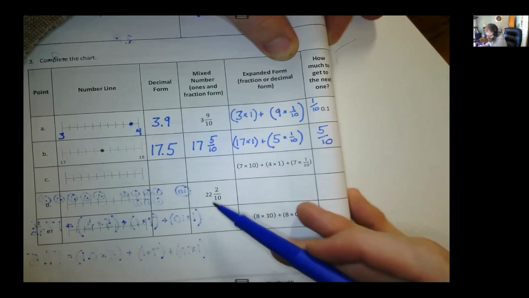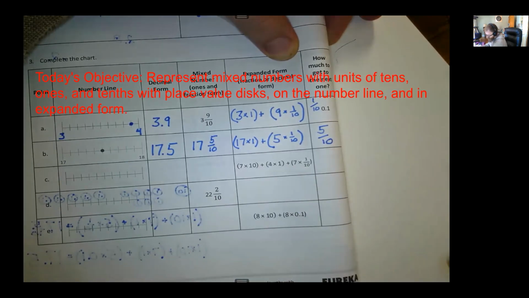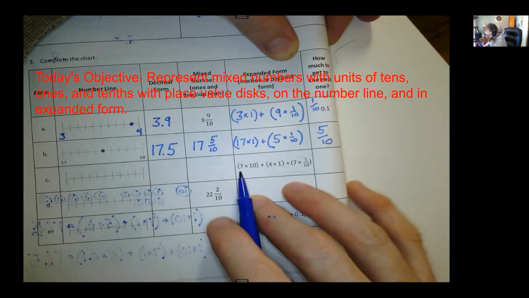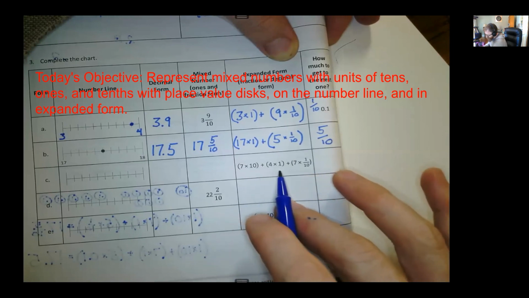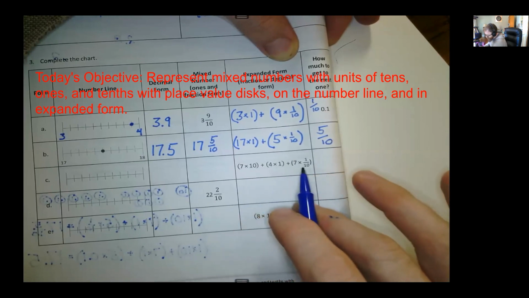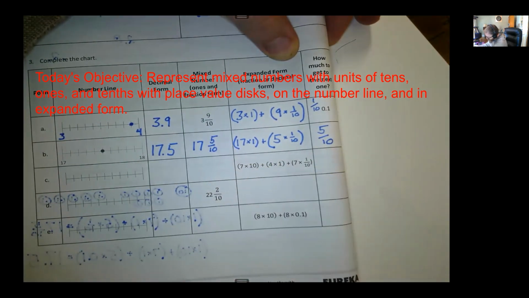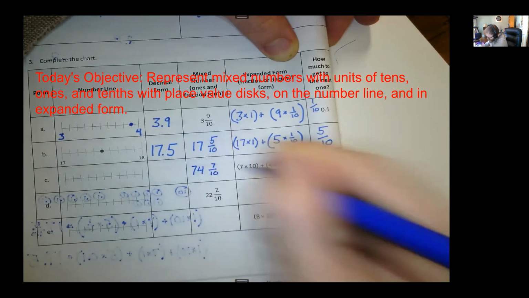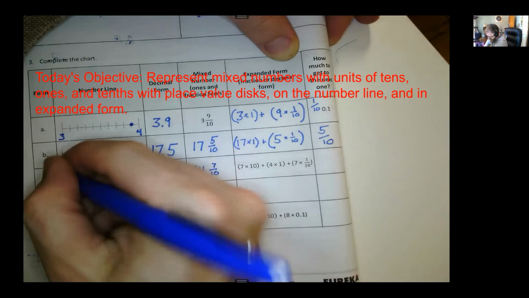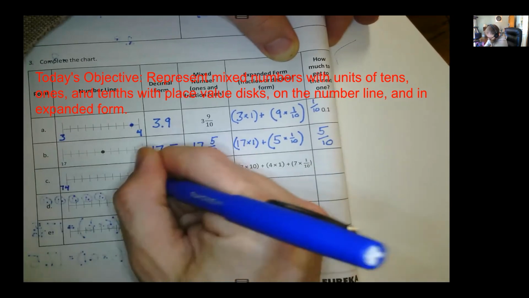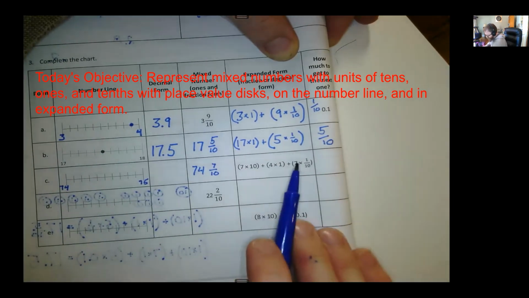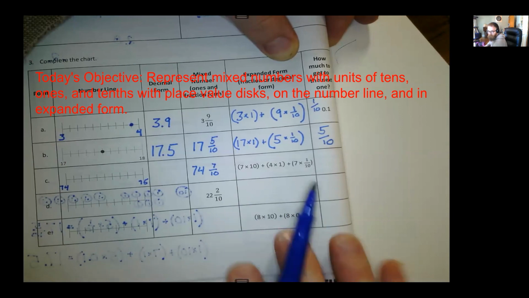C, D, and E, I want you to try to complete by yourself. I'm going to give you a hint for part C, okay? Because it's a little tricky. We have 7 tens, 4 ones, and 7 tenths. That value is 74 and 7 tenths. So on your number line, you're going to mark 74 at the low end and 75 at the high end. Try to complete the rest of this information for me now by yourselves.